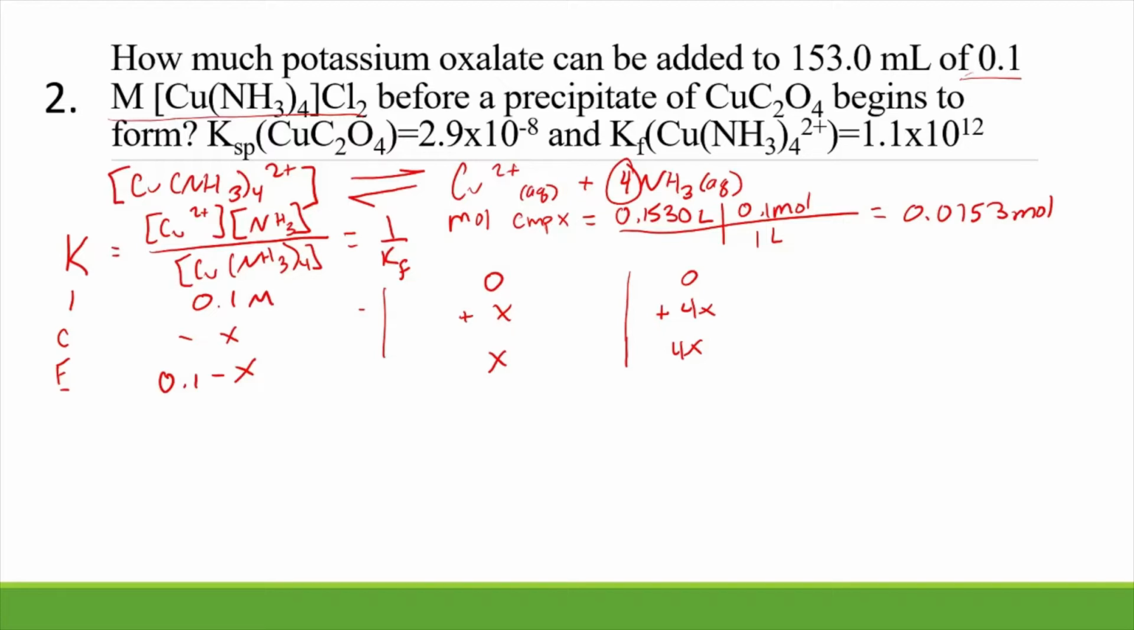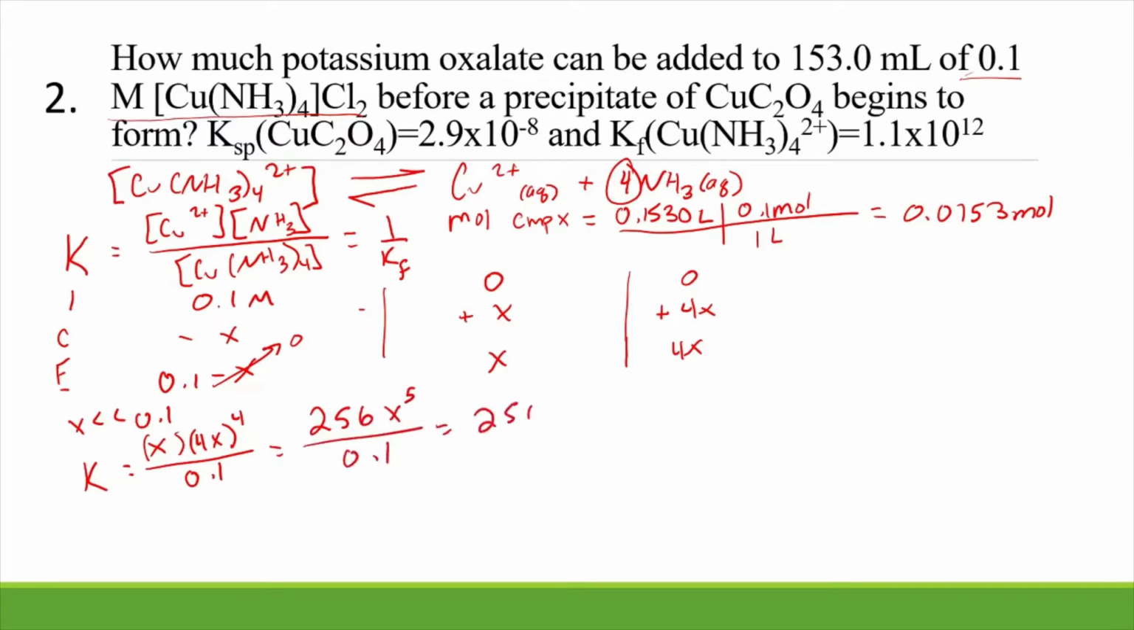Okay, so we can go ahead and use our assumption that X is much less than 0.1, so that becomes 0. And then K is equal to our products, X times 4X to the 4th power, divided by our reactants, which is 0.1. So this becomes 256 times X to the 5th power over 0.1, which is 2,560 times X to the 5th power. And this K, remember, is equal to 1 over Kf.